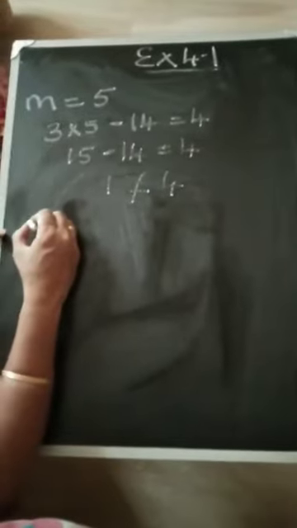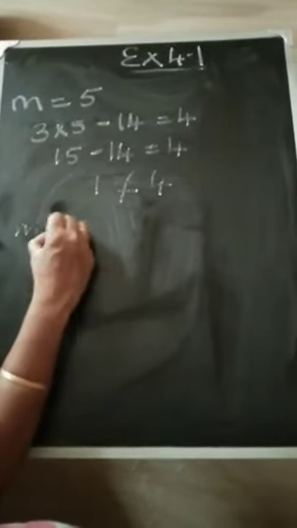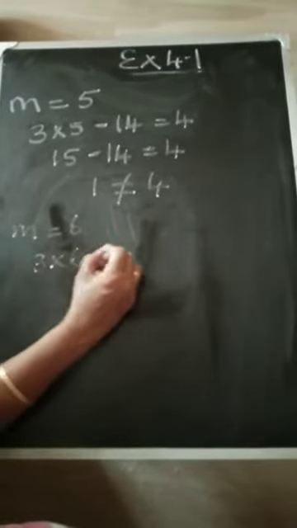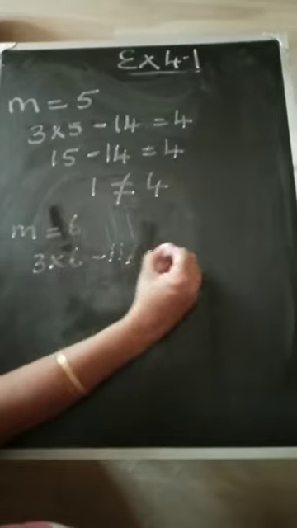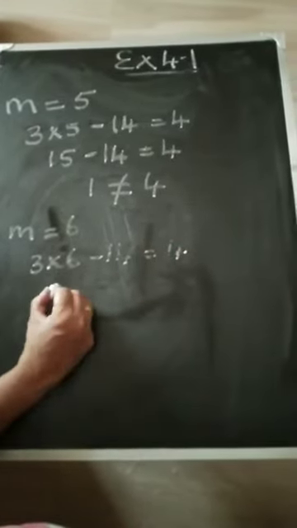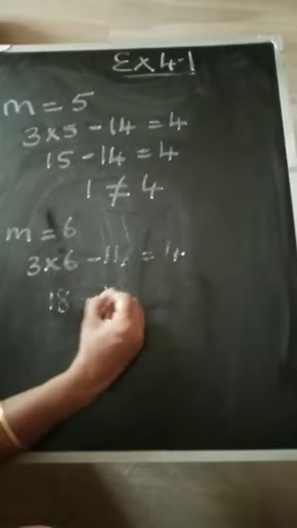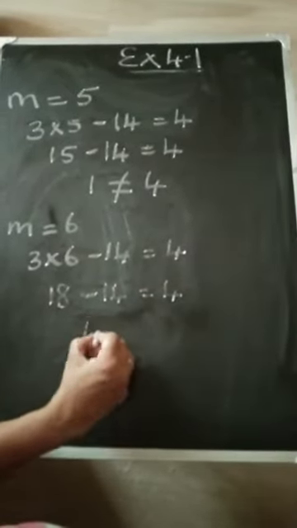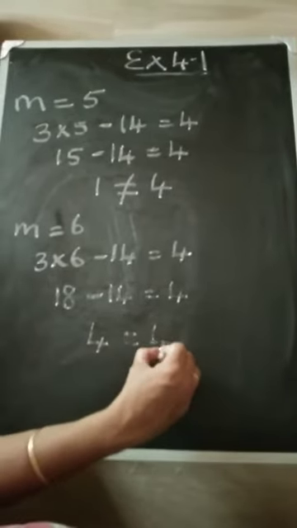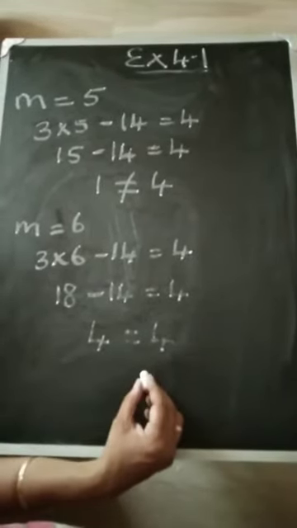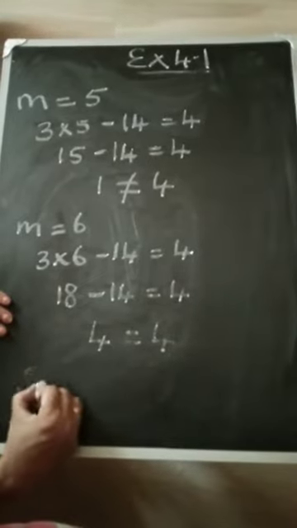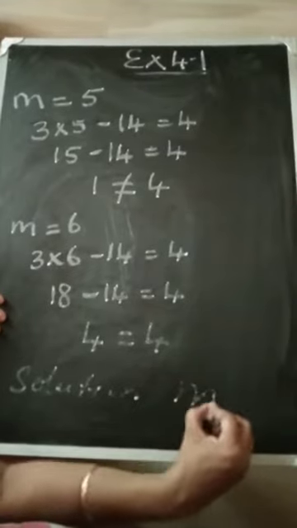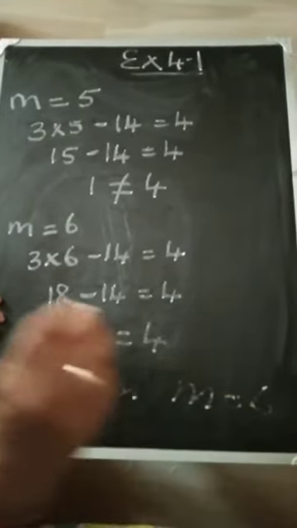Then we will go in for m is equal to 6. So 3 into 6 minus 14 is equal to 4. So 3 6s are 18 minus 14 is 4. So 4 is equal to 4. So you got LHS is equal to RHS. Therefore the solution is m is equal to 6.